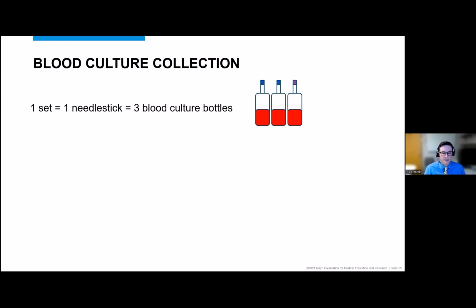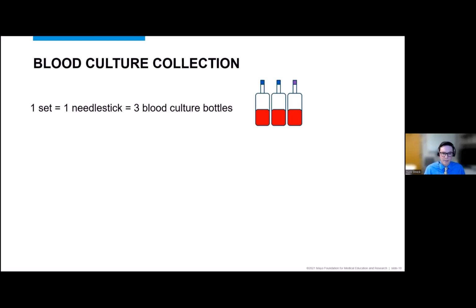And from that needle stick at Mayo Clinic Rochester, we're getting 3 blood culture bottles, that 30 mils of blood distributed into the bottles. We collect 2 aerobic bottles and 1 anaerobic bottle. And I'm going to describe those here in the next slide.